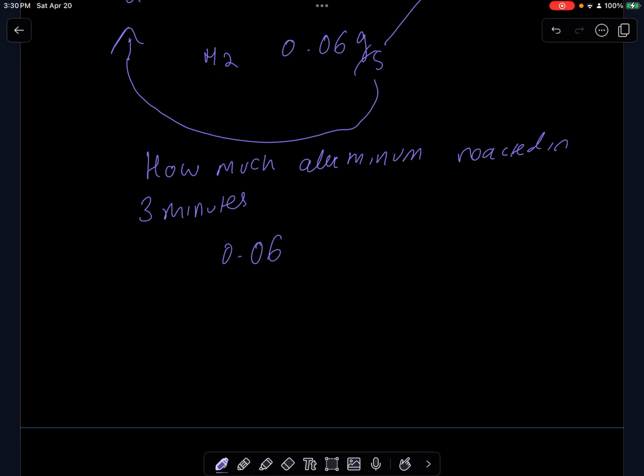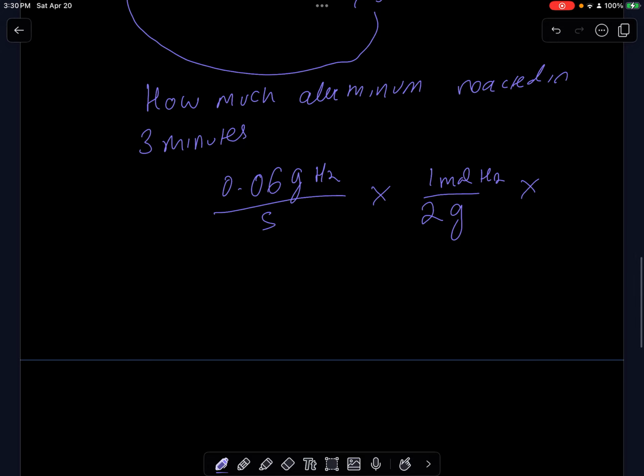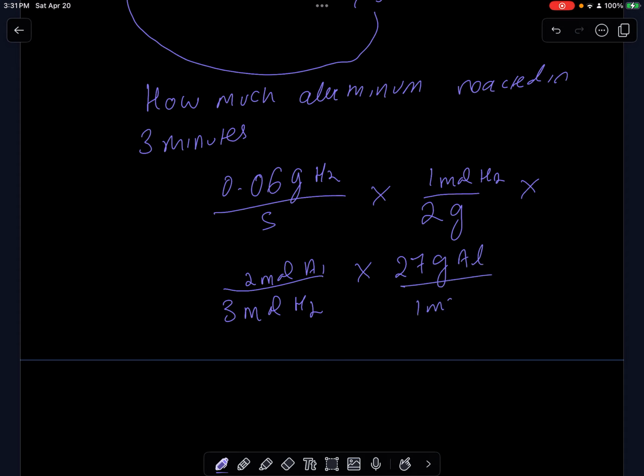So we have 0.06 grams of hydrogen per second. Now, hydrogen weighs 2 grams, and that is for 1 mole of hydrogen. So we can now convert to moles per second. We know that 3 moles of hydrogen reacts with 2 moles of aluminum. So now we are in moles of aluminum per second. We also know that the molar mass of aluminum is 27 grams.